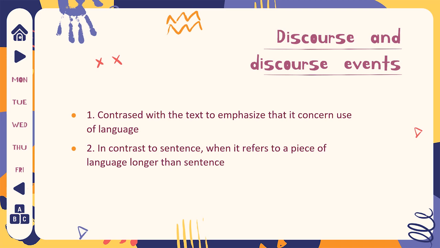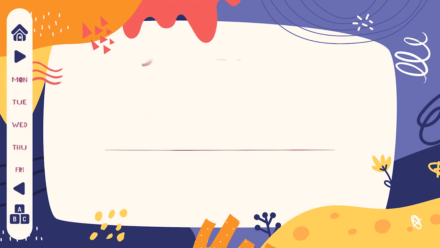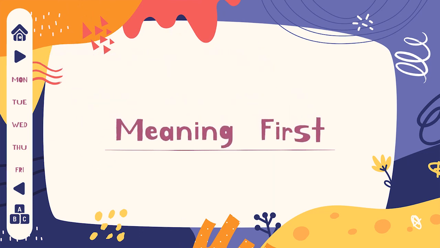Alright, we are in the last of my part. So we will talk about meaning first. Meaning first is divided into three. The first is that children strive for meaning first. So when children want to do a discourse or use spoken language, they need to know with their previous knowledge, and then they will be able to do that.